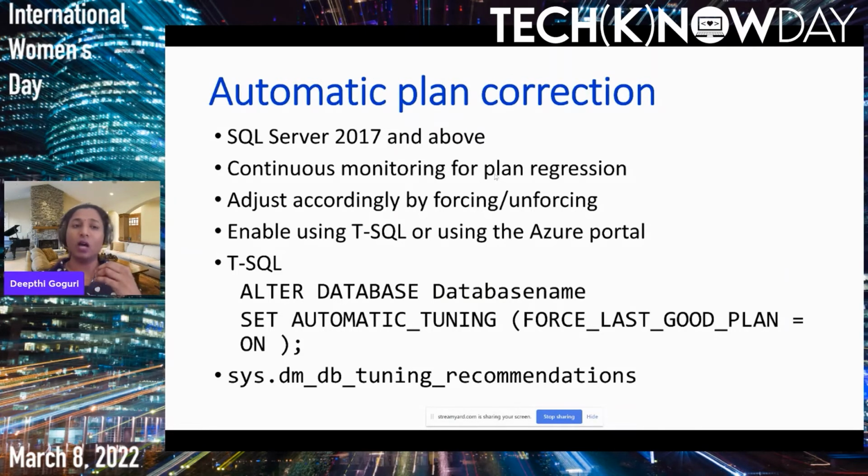And how to enable this? You can enable it using T-SQL: ALTER DATABASE name SET AUTOMATIC_TUNING (FORCE_LAST_GOOD_PLAN = ON). You can also see the recommendations, like why automatic plan correction has chosen a different plan and why it has forced it. By using sys.dm_db_tuning_recommendations, you can see all the recommendations and why it has forced a plan.